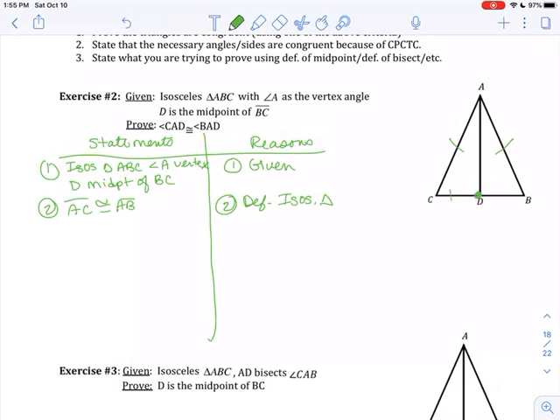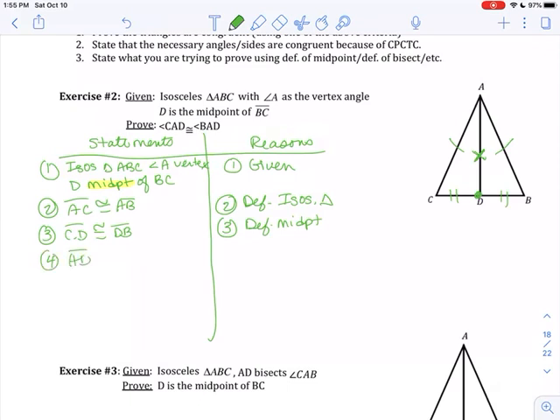All right. D is the midpoint of BC. If D is the midpoint of BC, it cuts BC in half. See how I have D is the midpoint of BC. So I already marked it. Now I'm going to write it as a statement. CD is congruent to DB. Definition midpoint.